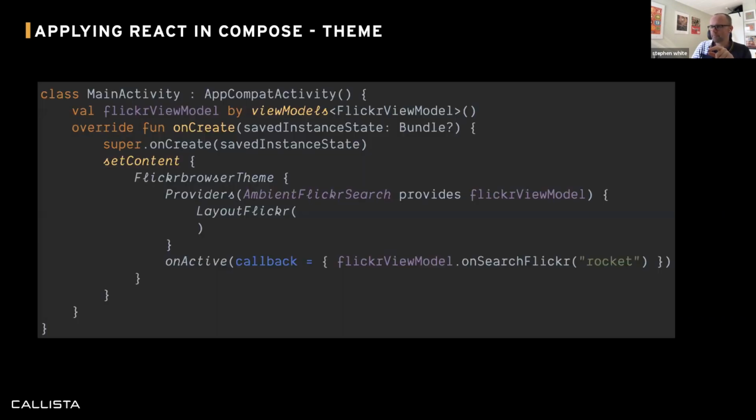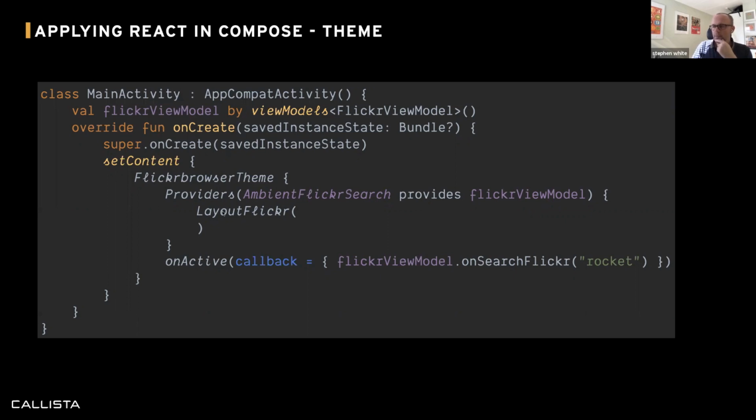So the layout activity, or the layout composable. But then we have a provider, and what we're doing here is providing the layout composable with the Flickr view model. So we provide that in the ambience of the app to the layout Flickr model, so that anything under the layout Flickr composable can have access to the Flickr view model. And then we've got the theme, which we're applying to the whole app as well.